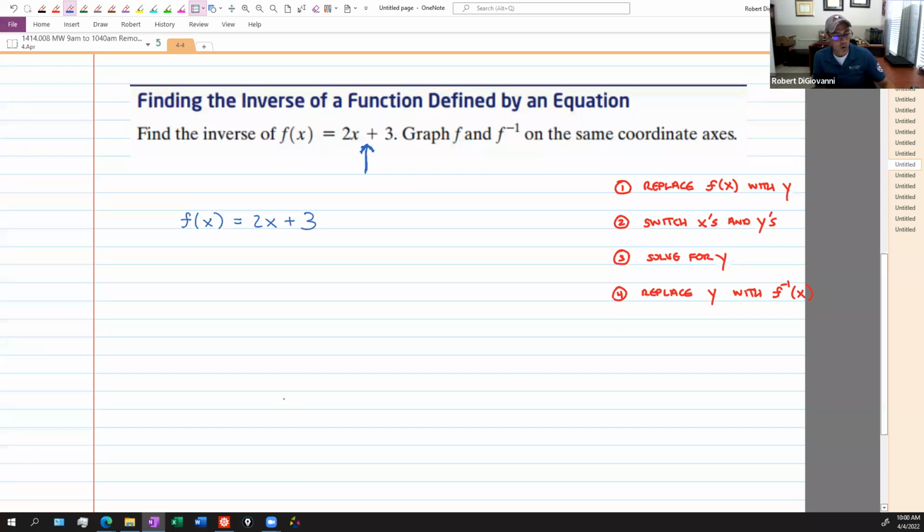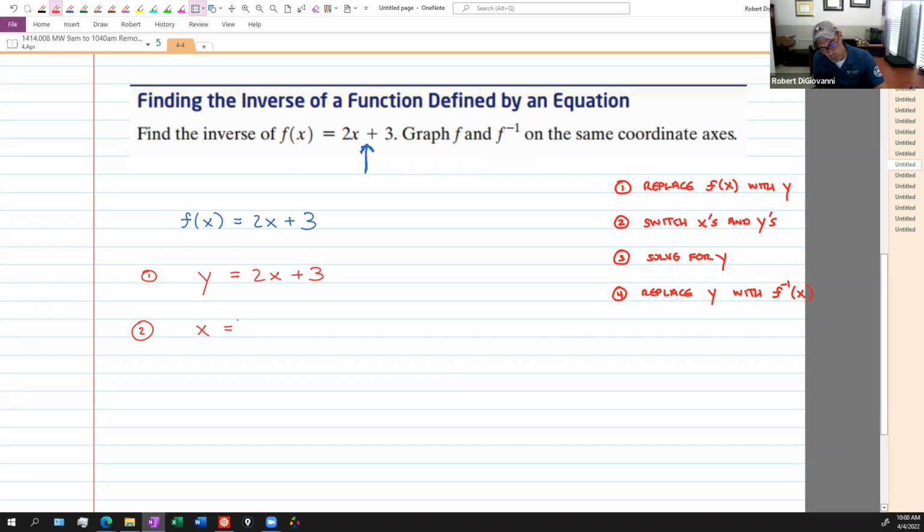So let's do step 1. Step 1 is to replace f of x with y. So I'm going to take f of x, replace it with y. That's step 1. Step 2, I'm going to switch the x's and y's. What I mean by that is everywhere I see an x, I'm going to put a y. Everywhere I see a y, I'm going to put an x.